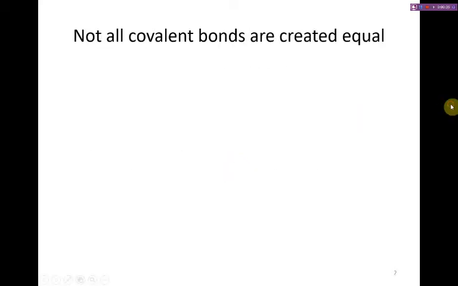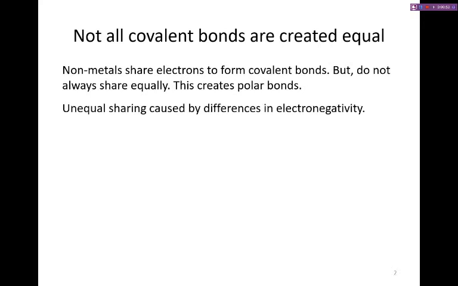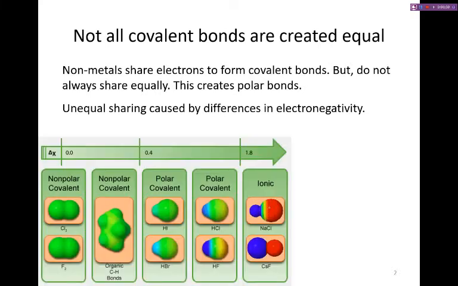We talked in previous videos about covalent bonds and how they involve a sharing of electrons between elements. But not all covalent bonds are the same. When nonmetals share electrons, but they do not share them equally, that creates what are called polar bonds. And the unequal sharing of electrons is caused by differences in electronegativity.